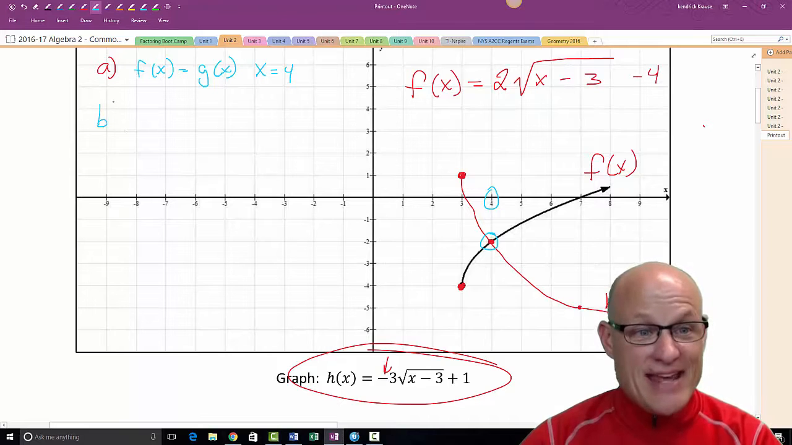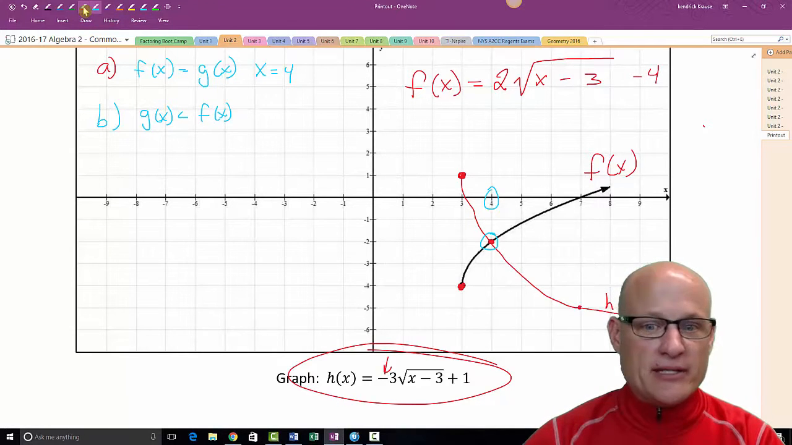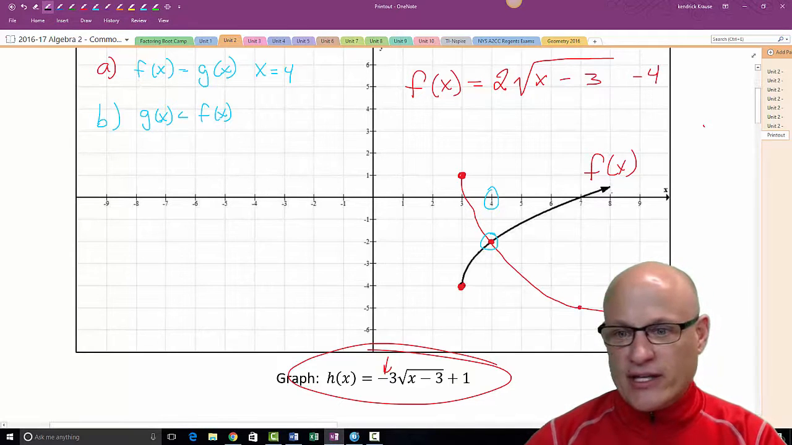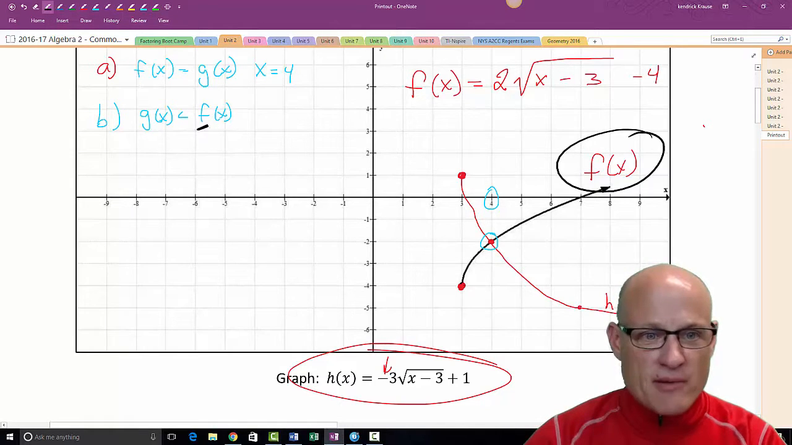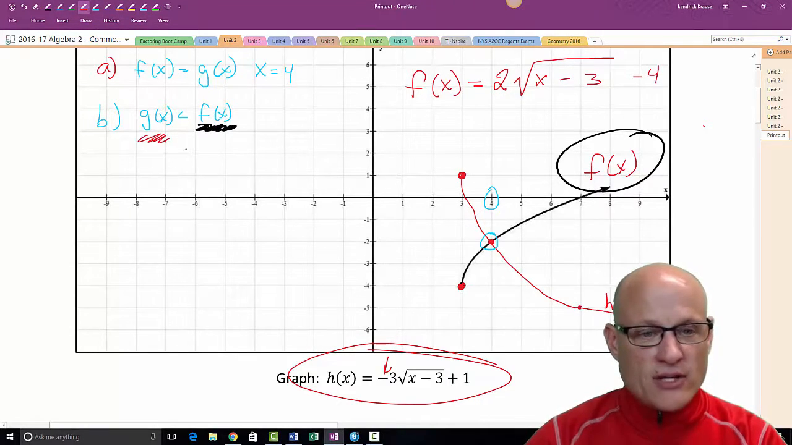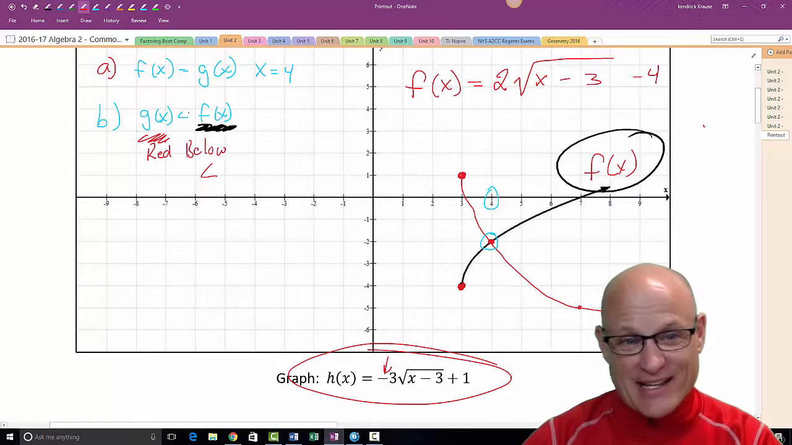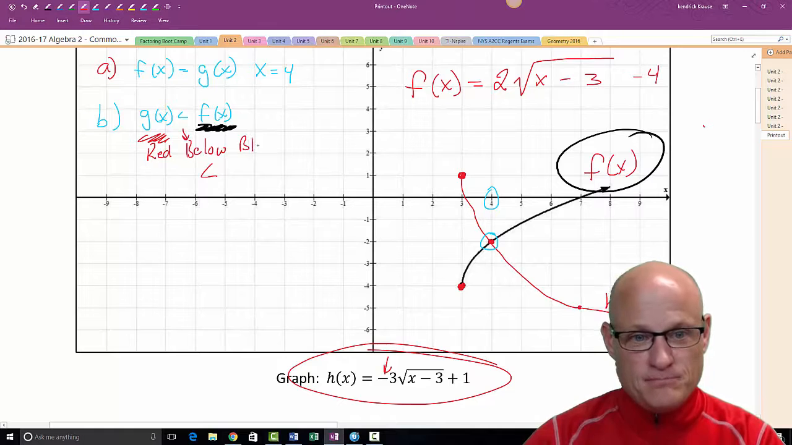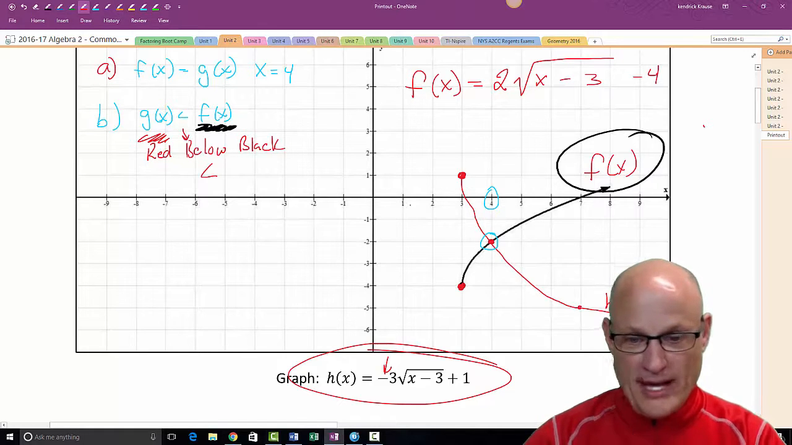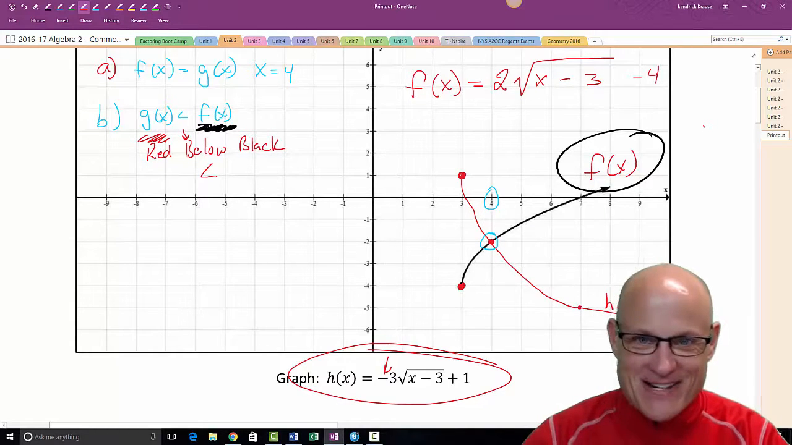I could say to you, hey student, when is g of x less than f of x? Well, wait a second. Let's think about what that means. F of x is the black one, and g of x is the red one. So what this really says is, when is red below, which of course we know means less than means below, black. When is red below black? Well, it's below black.